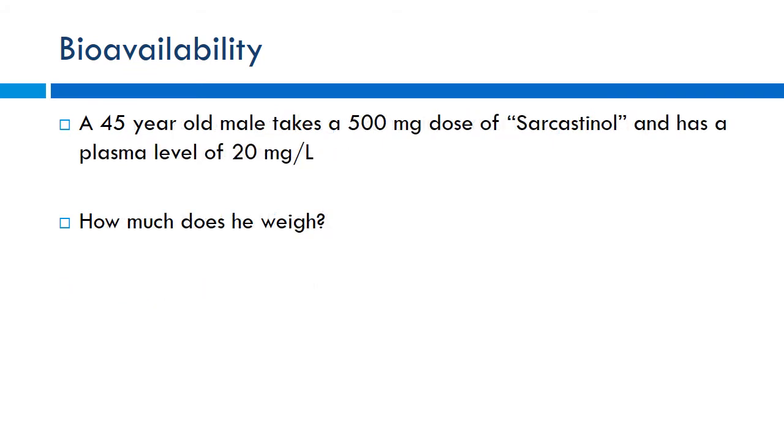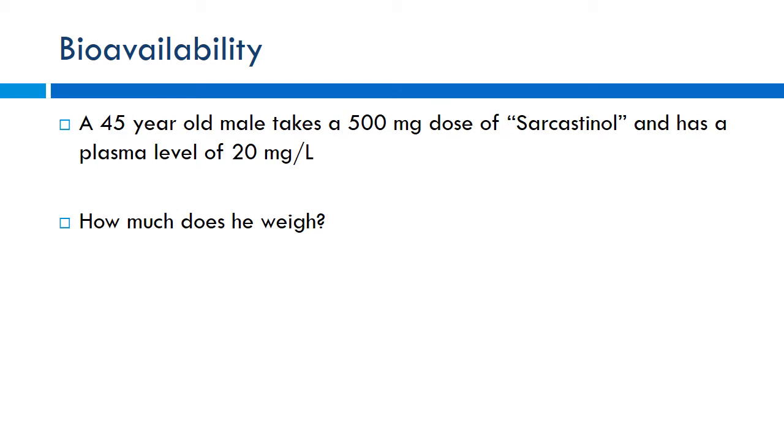So next slide, let's say we have a 45-year-old male who takes a 500 milligram dose of sarcasinol and has a plasma level of 20 milligrams per liter. How much do you think that patient weighs? Again, not something we do super often clinically, but we can at least work out the math and see if we can figure out what that would be.